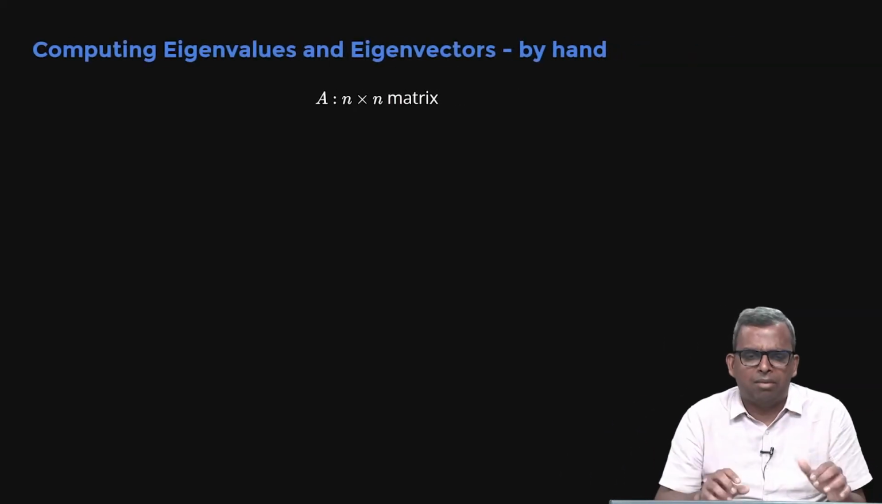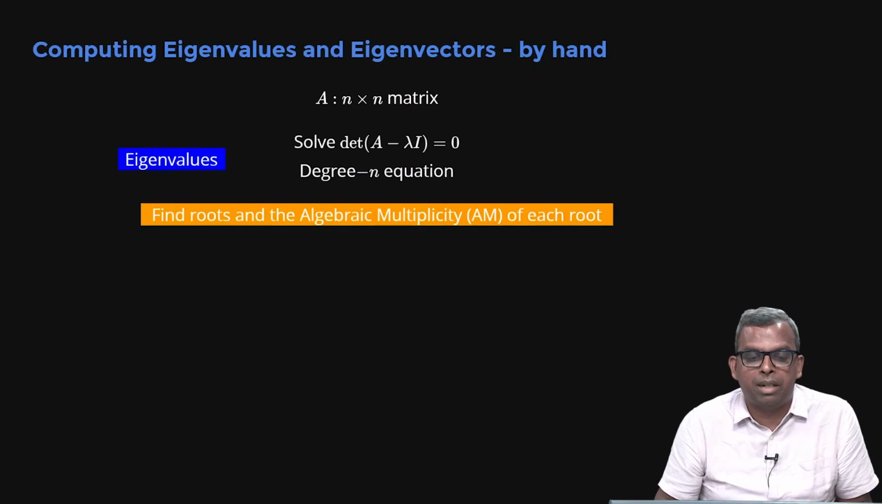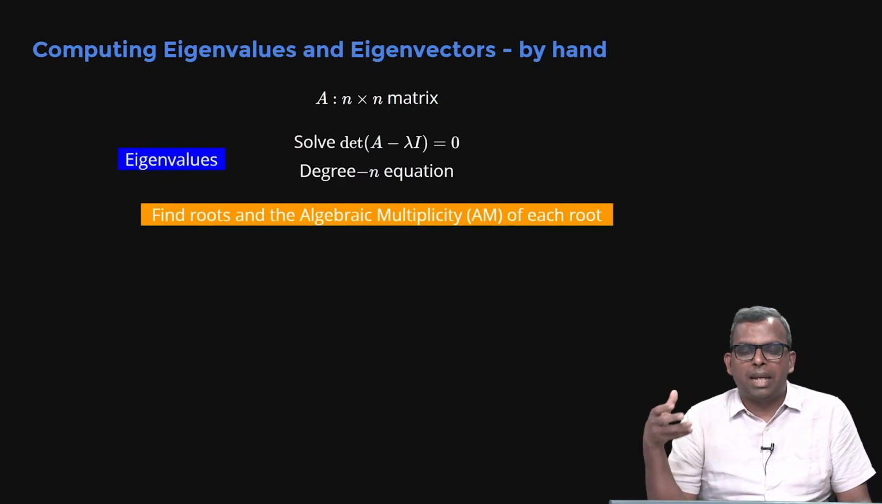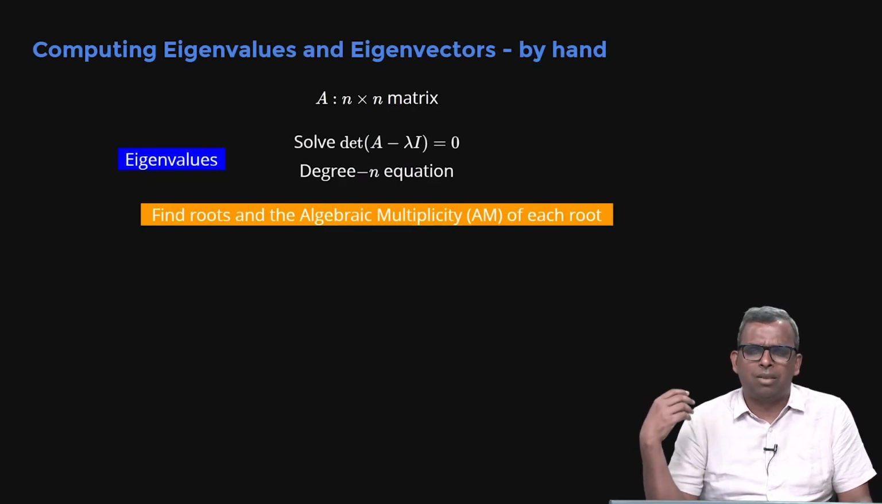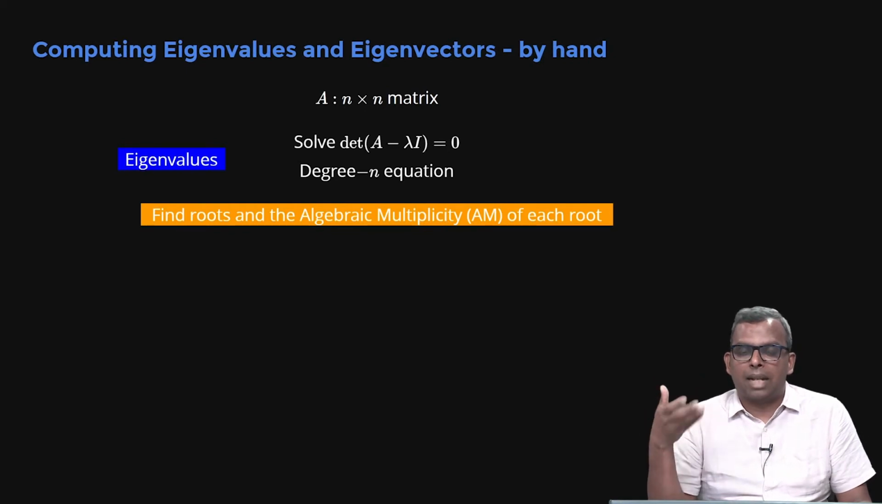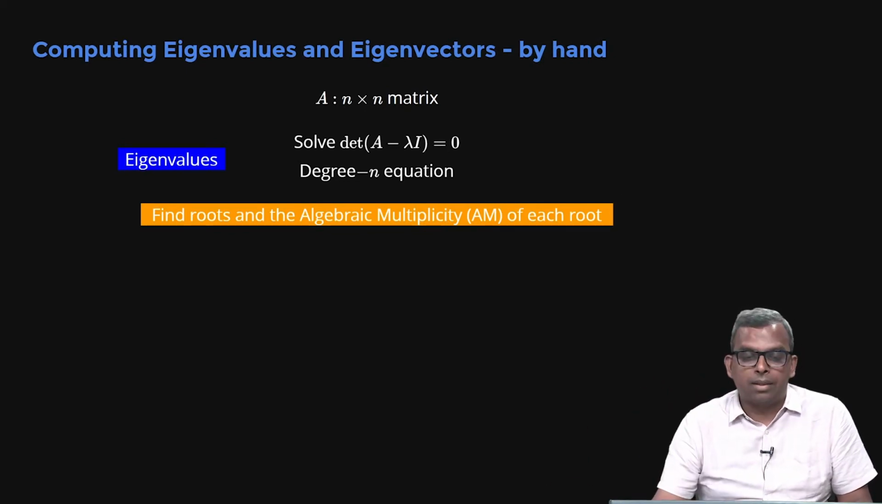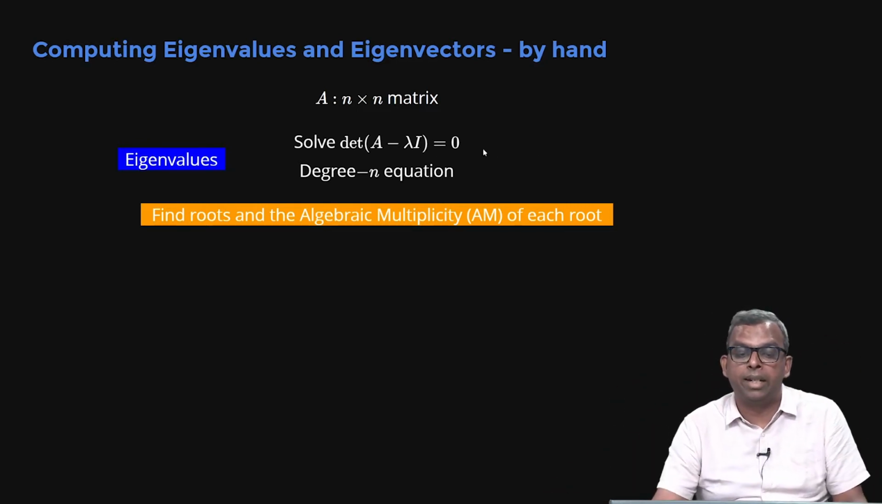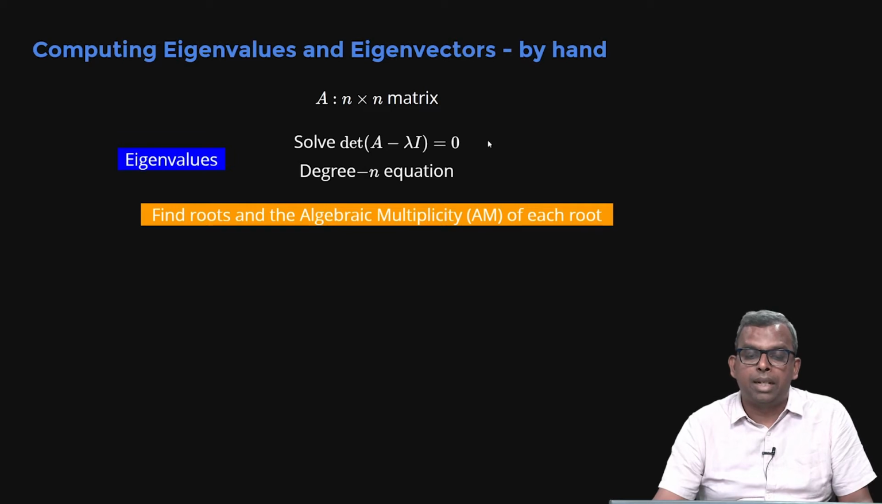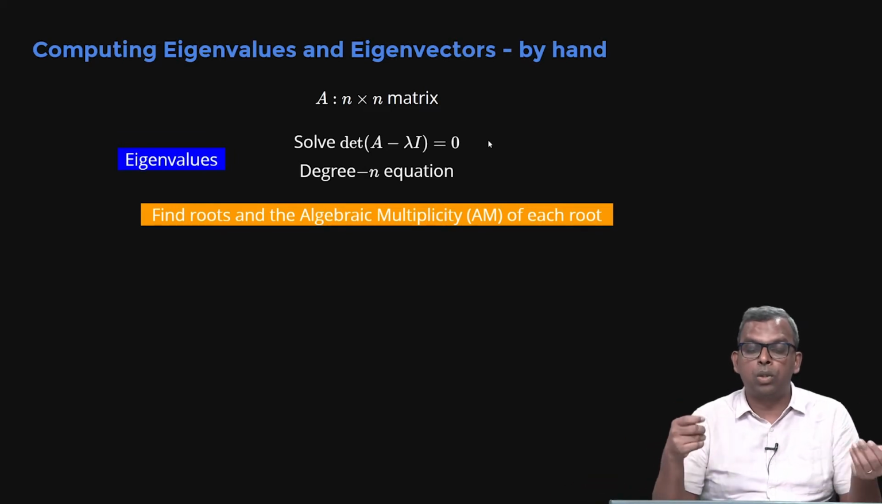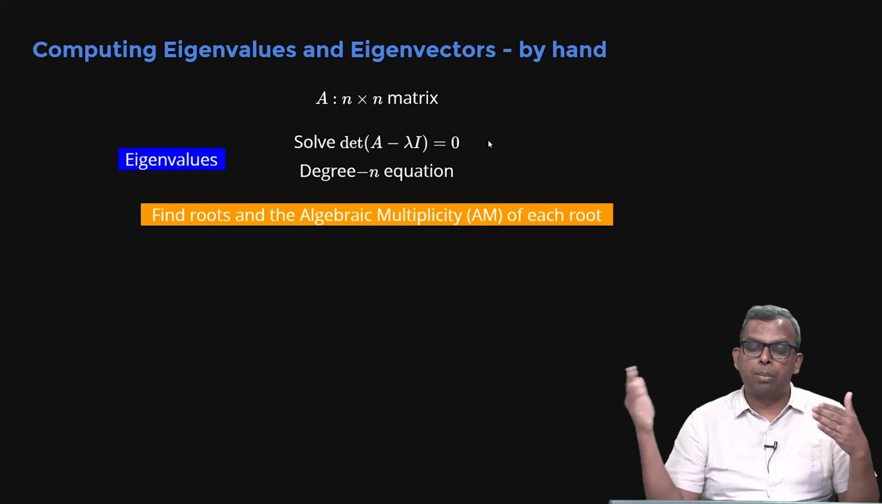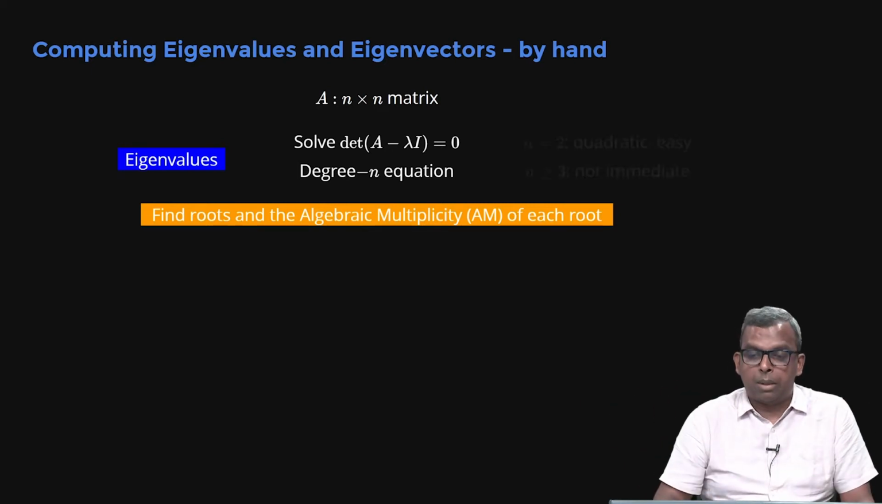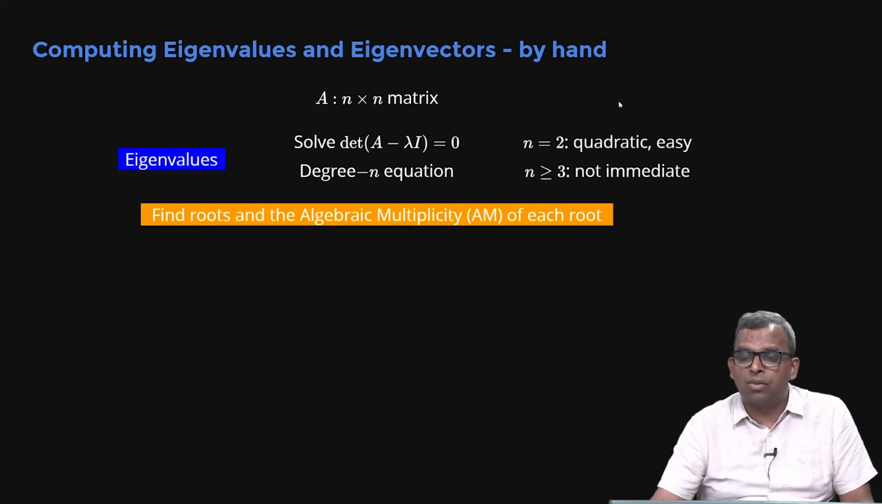So from a high level, how do you do it by hand? If you have an n by n matrix, the best way to find the eigenvalues is to look at the characteristic equation, which is determinant of A minus lambda I equals 0. This is a degree n polynomial in lambda. A is fixed, so if you multiply it out, you will get a degree n polynomial in lambda, and you can try to solve for it. Once you find the roots, you can find how many times each root repeats, and that gives you the algebraic multiplicity.